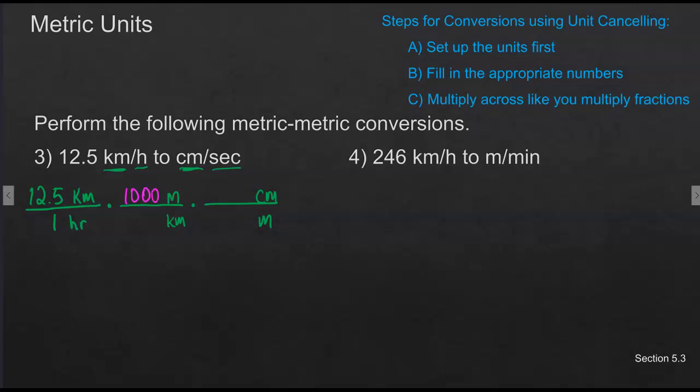So 1,000 meters in 1 kilometer, 100 centimeters in 1 meter. You see that my kilometers cancel, my meters cancel, and then I just multiply straight across, and I get a lot of zeros. So I'm going to have 1, 2, 5, and then I'm going to have 1, 2, 3, 4, 5 zeros, and then I'm going to divide.